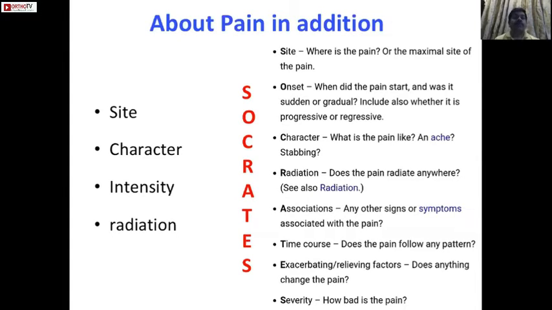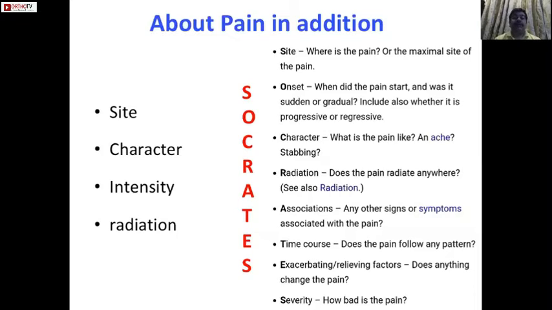So for normal symptoms, you want to know the onset, the duration and the progress. But in pain, you want to know certain more things. So another mnemonic is there to help you, which is by the name of SOCRATES. Each letter means something. S for site, where is the pain? O for onset, when did the pain start, and whether it was sudden or gradual.